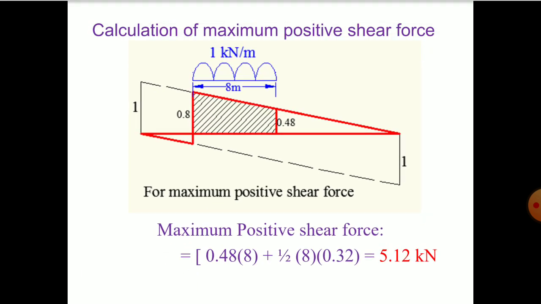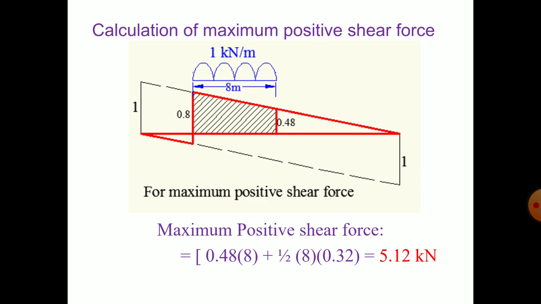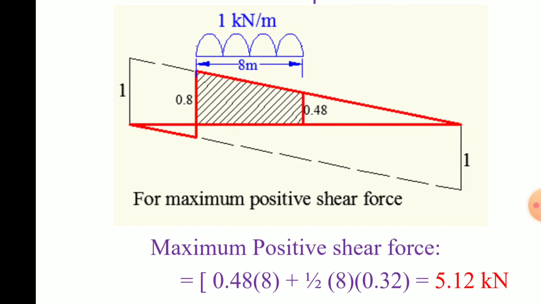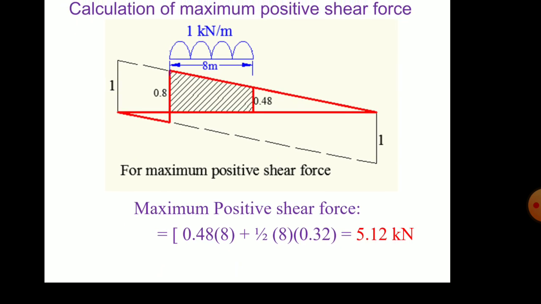So the maximum positive shear force will be equal to 0.48 into 8 plus half of 8 into 0.32. How we get 0.32 is 0.8 minus 0.48. So that is a rectangle and a triangle. So that will be 0.32. So maximum positive shear force will be 5.12 kilonewton.